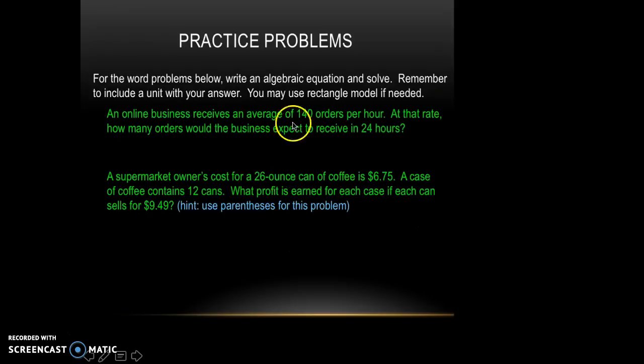So here are your practice problems. You're going to write an algebraic equation and solve it. Remember to include the unit. Are you dealing with pounds? Here you're being asked how many orders the business would expect to receive. So you're looking for orders. On this one, if you're looking for profit, that's the money that's earned, so your answer is going to be in dollars and cents. I do want to give you a hint here. On this one, you're going to have to use parentheses for this problem. So think about that and do your best.